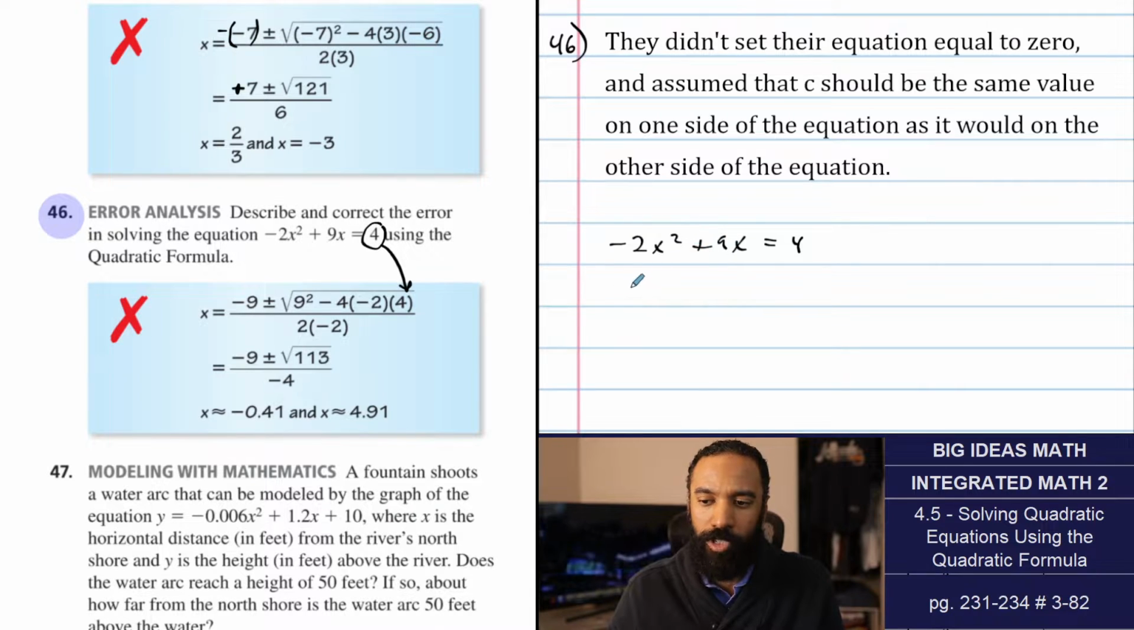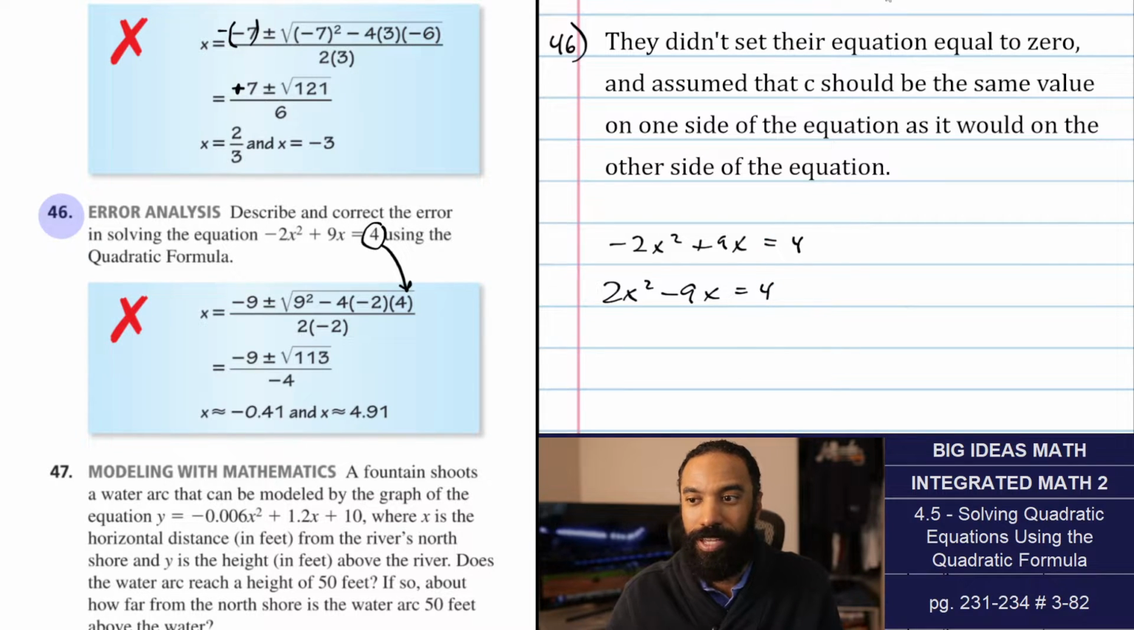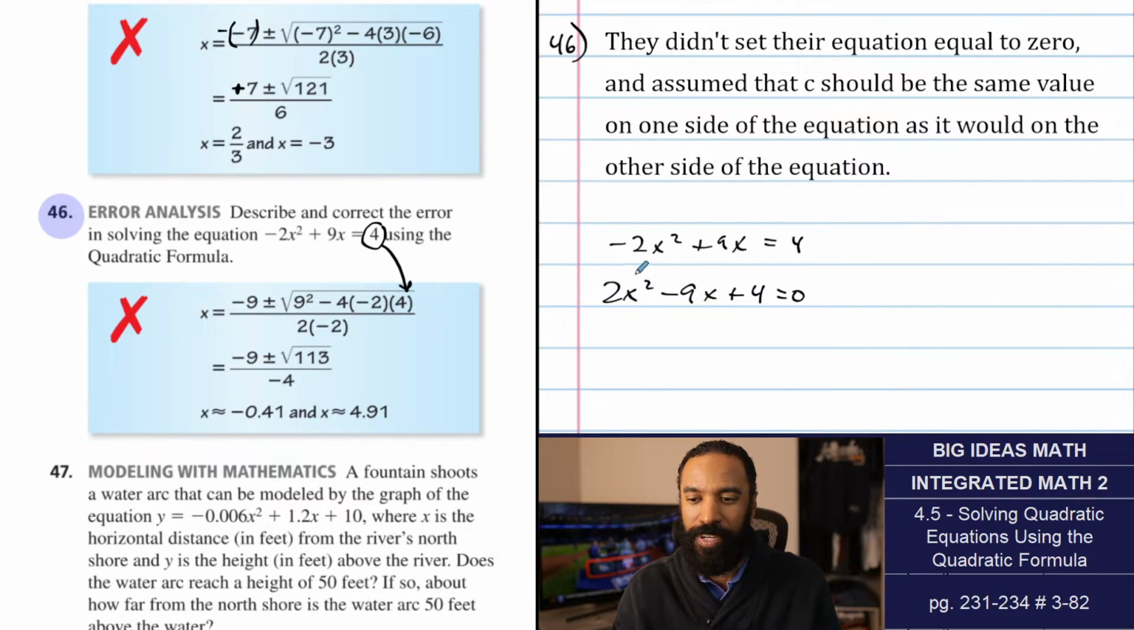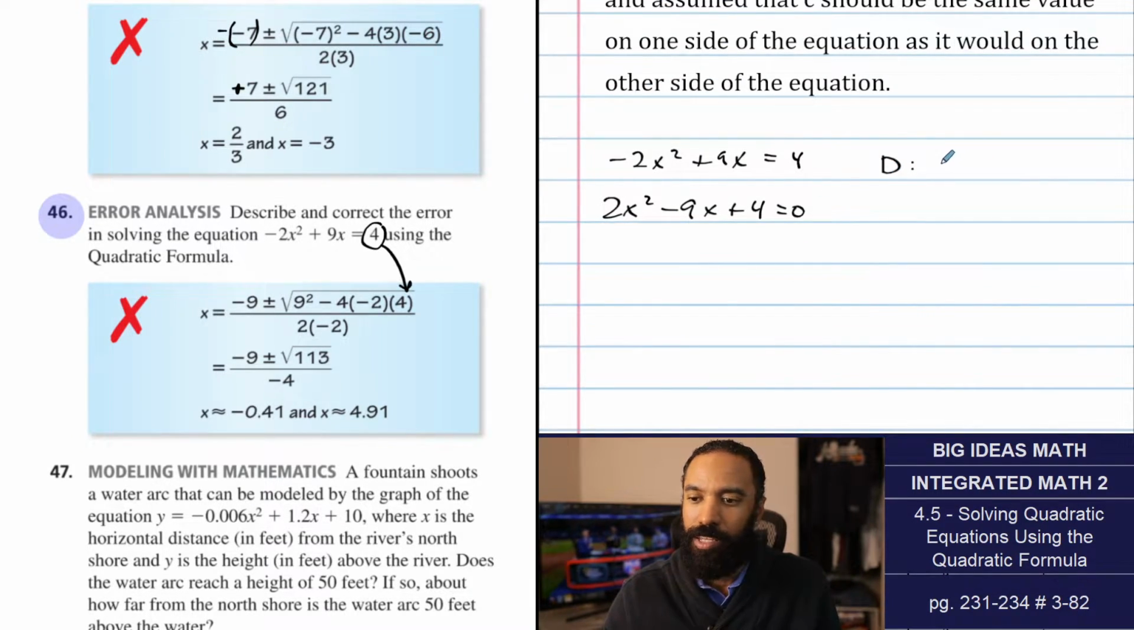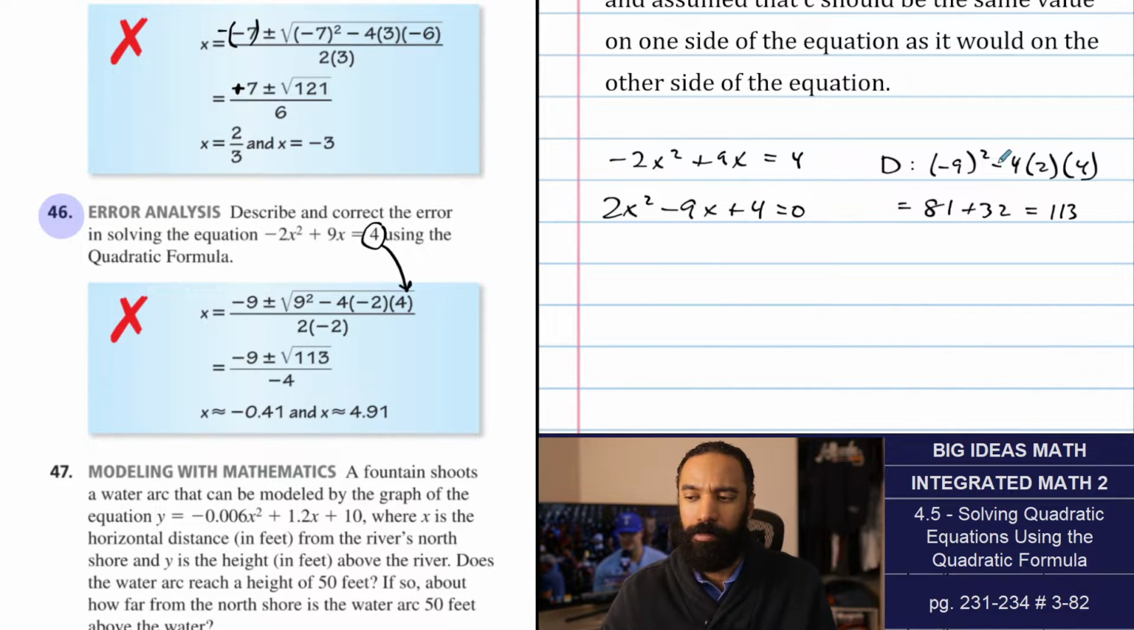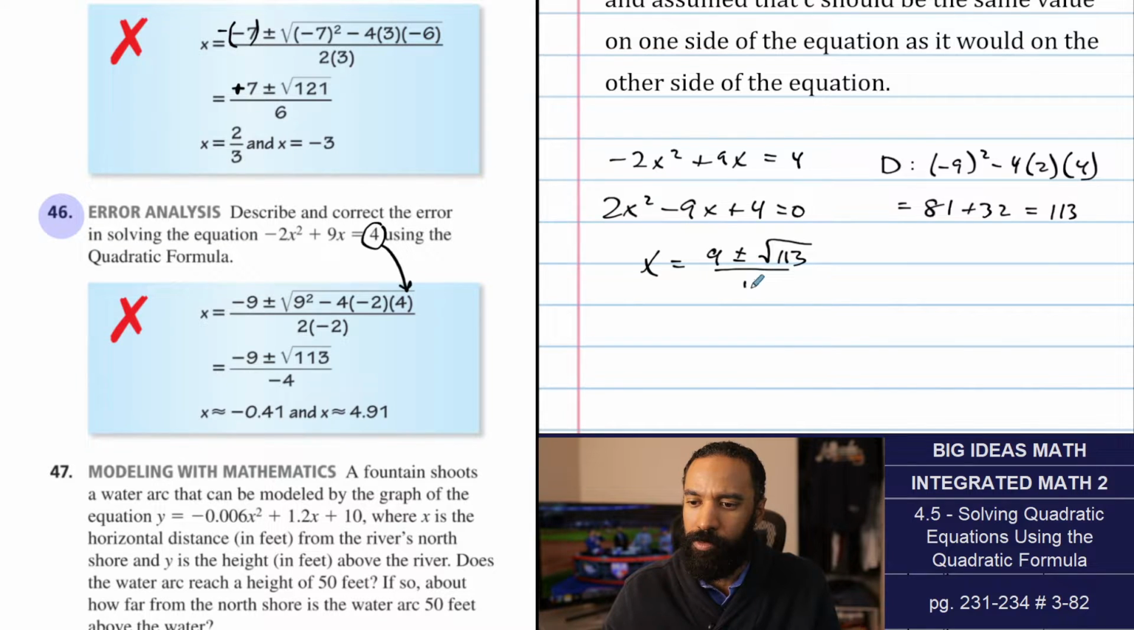I'm going to add 2x squared over, subtract 9x over, and I get 2x squared minus 9x plus 4 equals 0. So 4 is still positive, but now 2 is positive and 9 is negative. And I'm going to work off that discriminant. So b squared minus 4ac, which is 81 plus 32? Yeah, which is 113. 113 is probably a prime number there. So x equals negative b, so now 9 plus or minus the square root of 113 all over 2 times 2, which is 4.